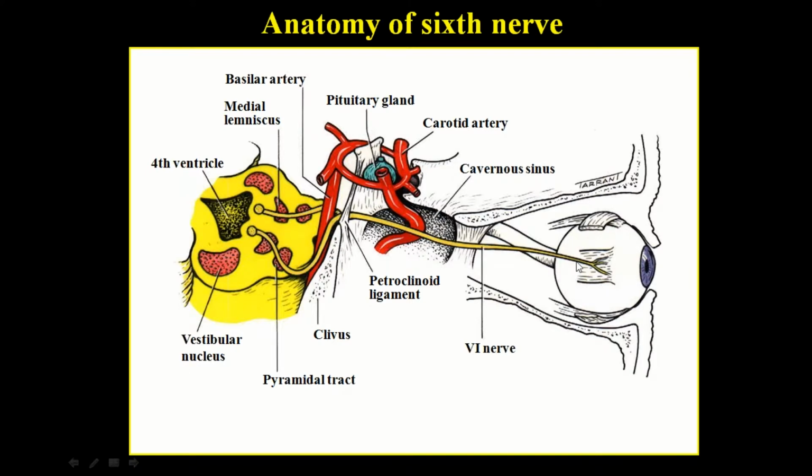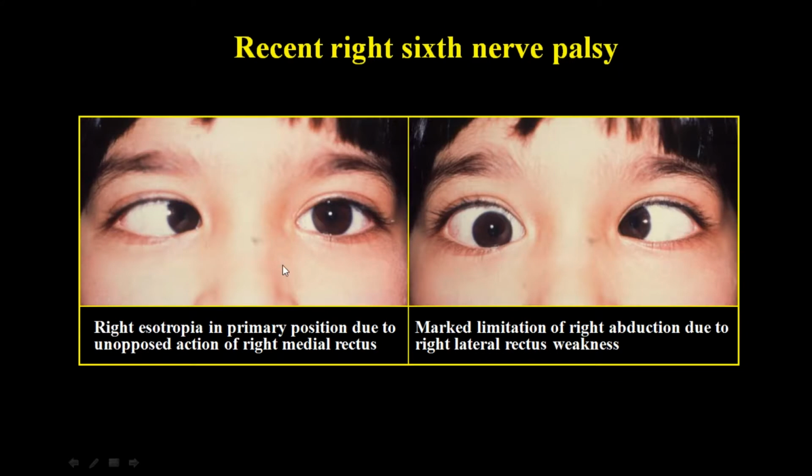So how do these patients present? Because the action of the lateral rectus is lost, the medial rectus is overacting and it leads to esotropia. So there is right esotropia in primary position due to unopposed action of the right medial rectus. This is how a patient with a right lateral rectus palsy presents.